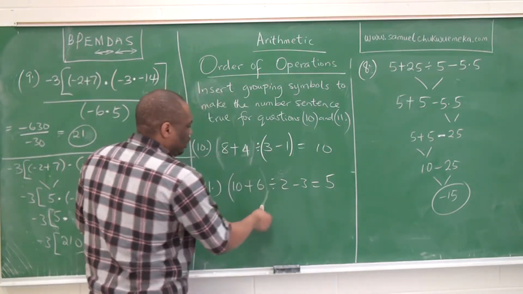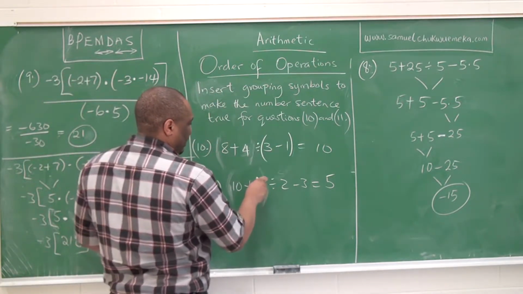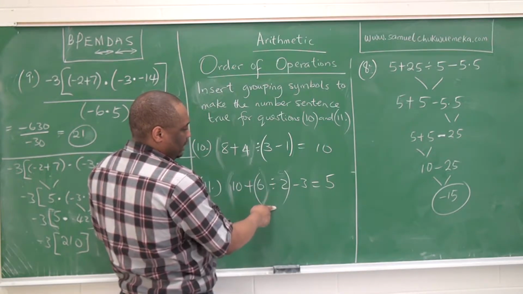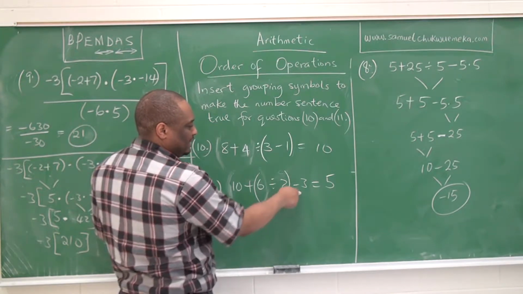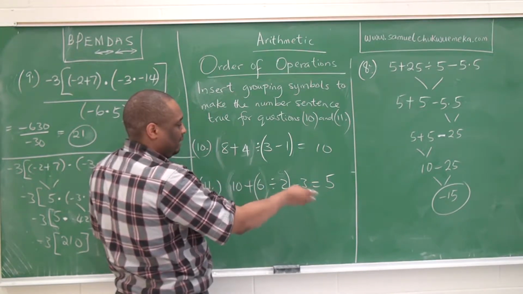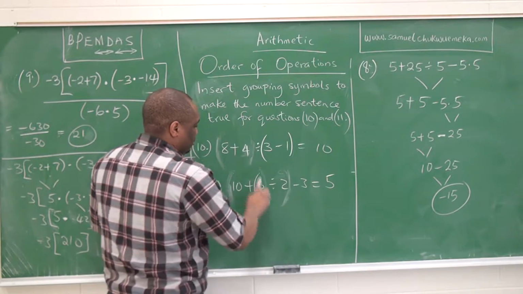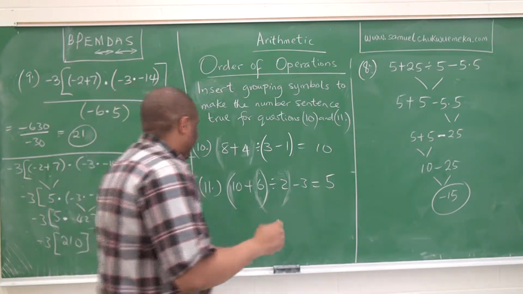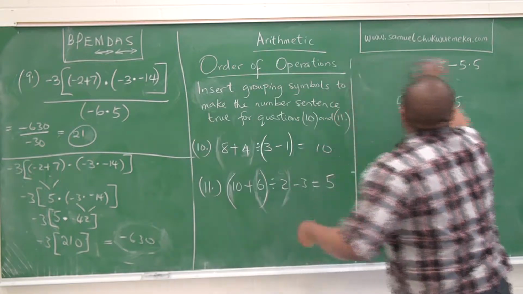Now if you put it like this, then it's messed up. Because this will be 3. 10 plus 3 is 13. 13 minus 3 will be 10, not 5. So just to show you, this is where you put it. Yay! Okay, the next one.